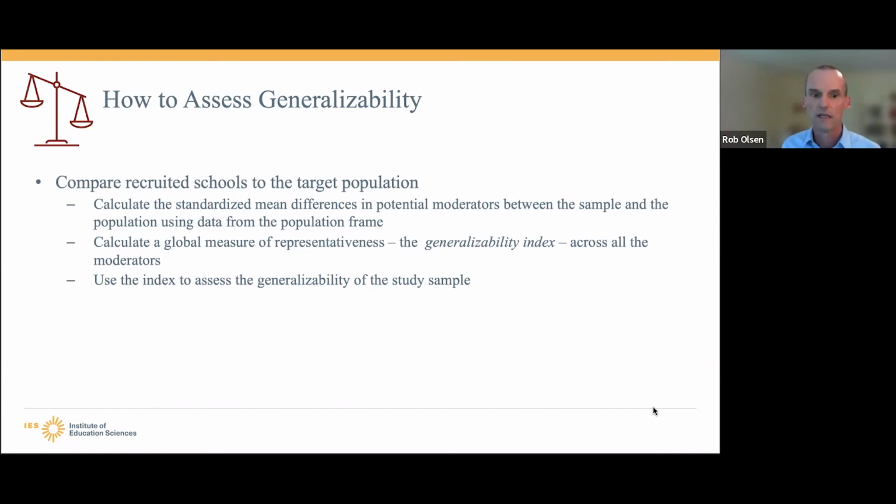And second, researchers can construct a generalizability index that summarizes the differences between the sample and the population across all potential moderators in the frame. Note that the generalizability index is based on propensity score methods, and we encourage you to check out the guide for more details on how it's constructed.